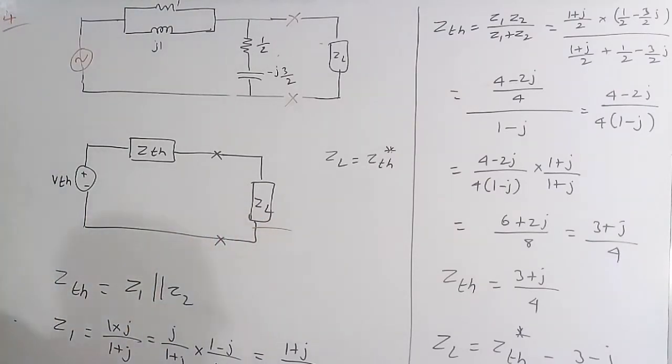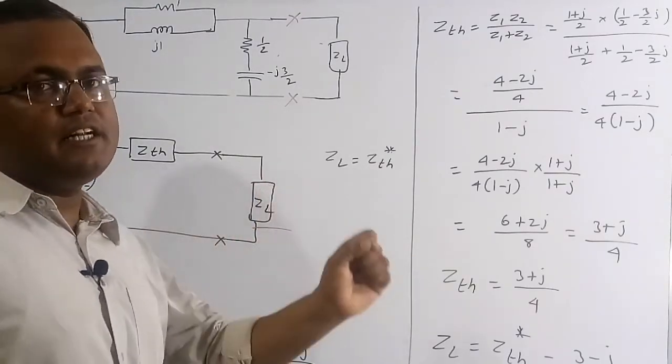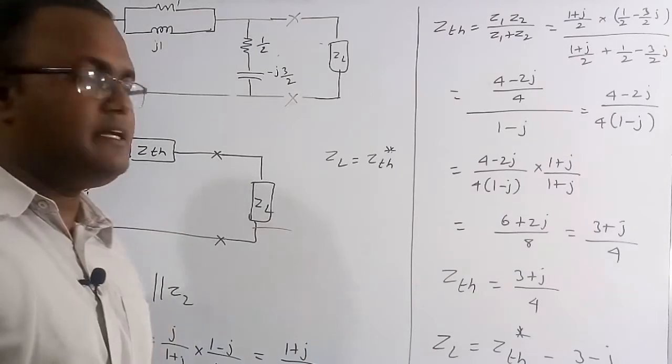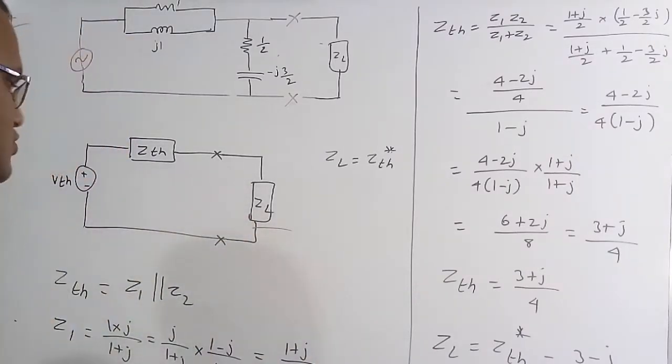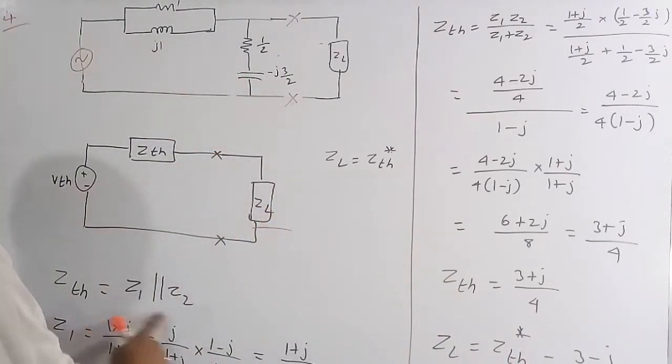So first we need to find the value of ZTH, and then we have to take the complex conjugate, and only then will we get the value of ZL, for the maximum amount of power that can be transferred to this ZL from the source. Here ZTH is nothing but Z1 parallel Z2.